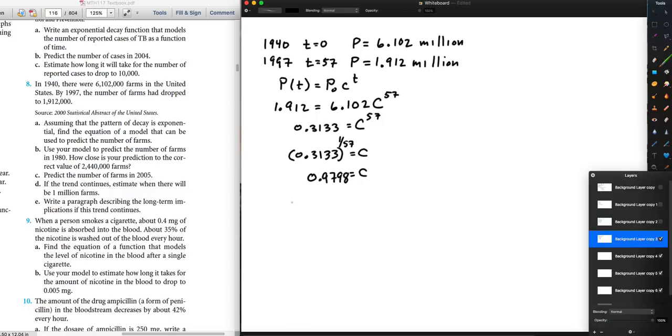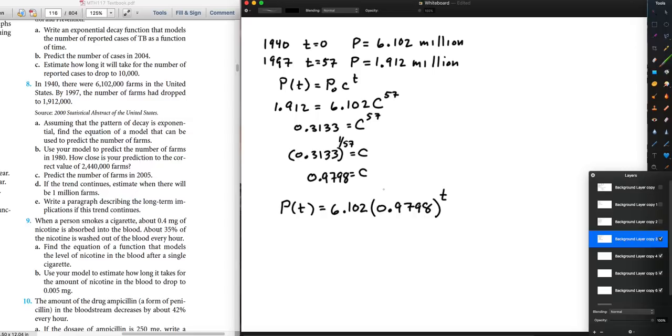All right, now we can put the whole equation together. So P of t equals P0, 6.102, times C, 0.9798 to the t. Now once you have that equation, you can answer the rest. That was all the work. The rest of this is just dropping stuff into your calculator or doing a basic solve.